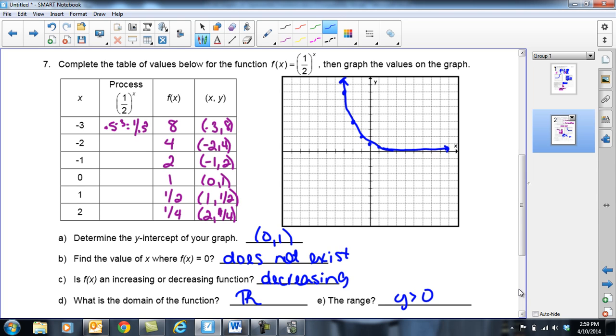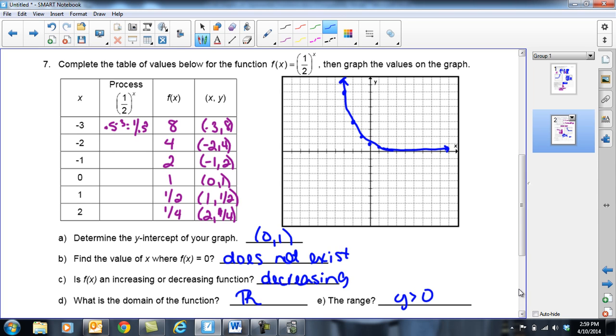The y-intercept is still (0, 1). That's where it crosses the y-axis. And then the value of x where f of x equals 0 also does not exist, because just like the graph that was increasing we did before, that's never going to reach 0. It's going to get really, really close, but it's never actually going to be 0.